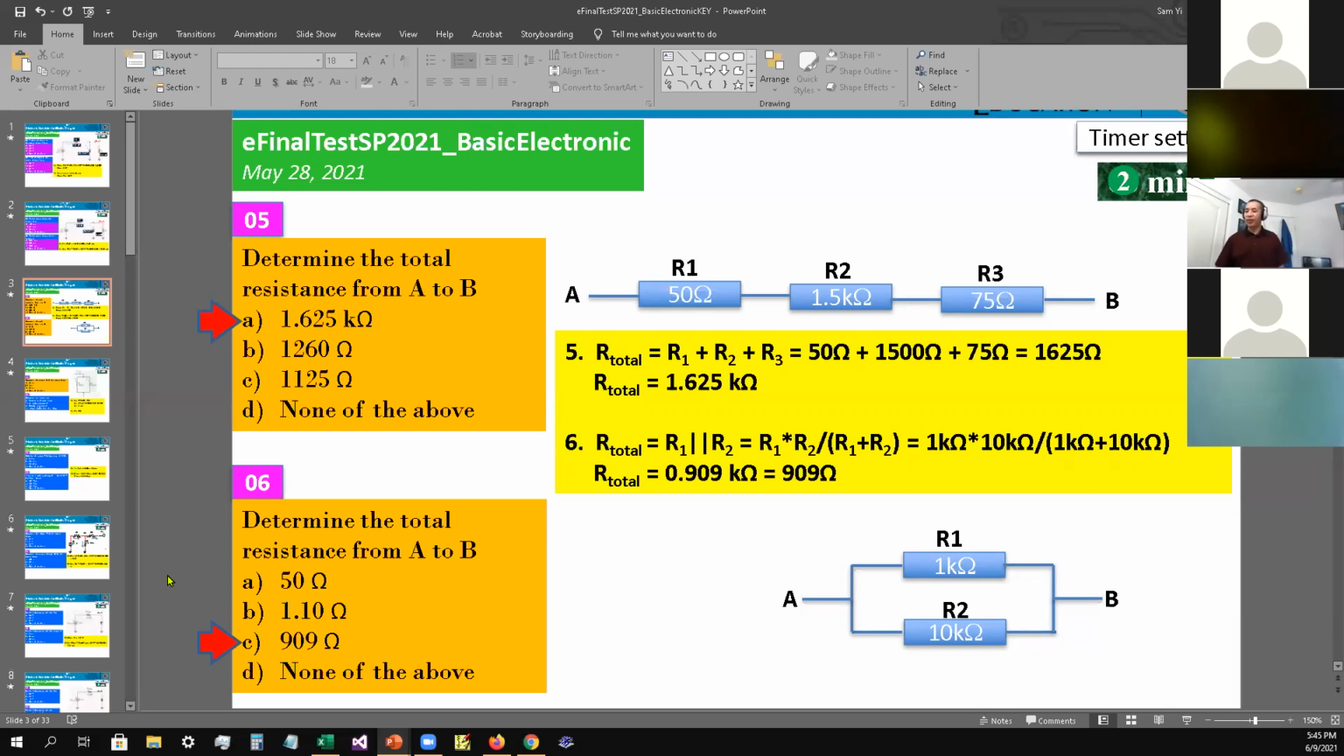Okay, number 6, determine the total resistance from A to B. So this looks like two resistors in parallel. What formula do we apply to this one? Product divided by sum. Okay, product over sum. So you take R1 times R2 divided by the quantity R1 plus R2. That comes to 0.909 kilo ohm, or 909 ohm. So the answer is C as in cat for number 6.